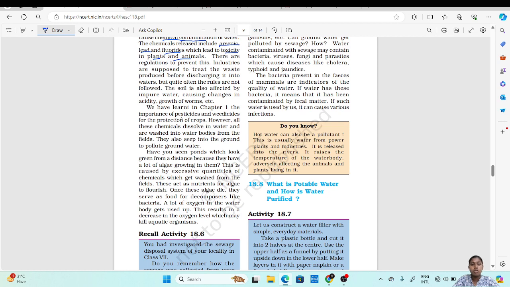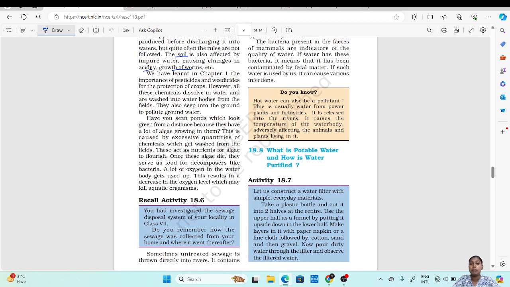The soil is also affected by impure water, causing changes in the acidity and growth of worms. So it not only affects the water, the plants present in water and fish, the aquatic organisms, it also affects the soil as it changes the acidity. It increases the growth of worms, which are not so good for the plants.